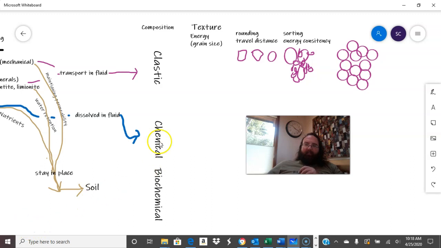So now we've covered the major textures, we'll now focus on the rocks in our next part of lecture.